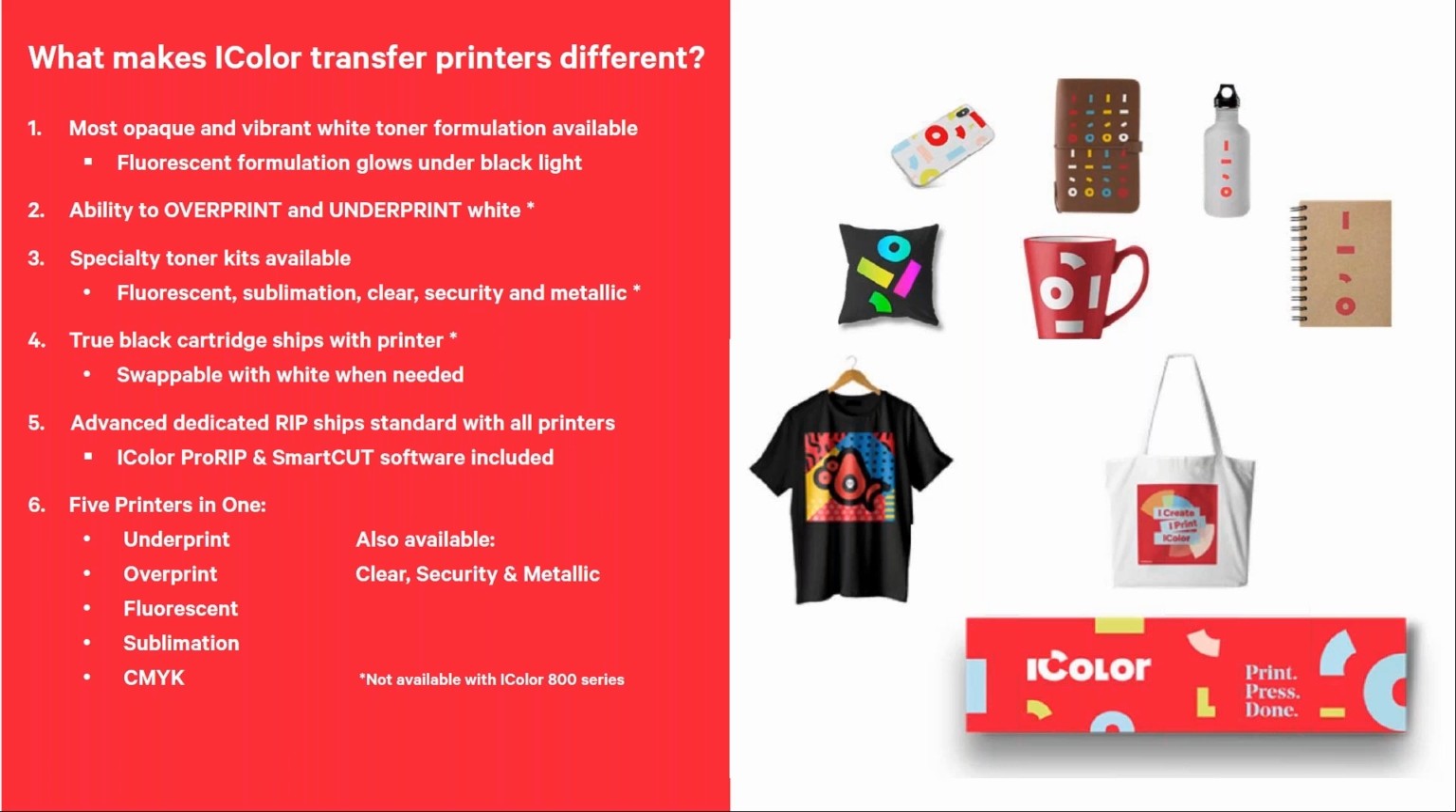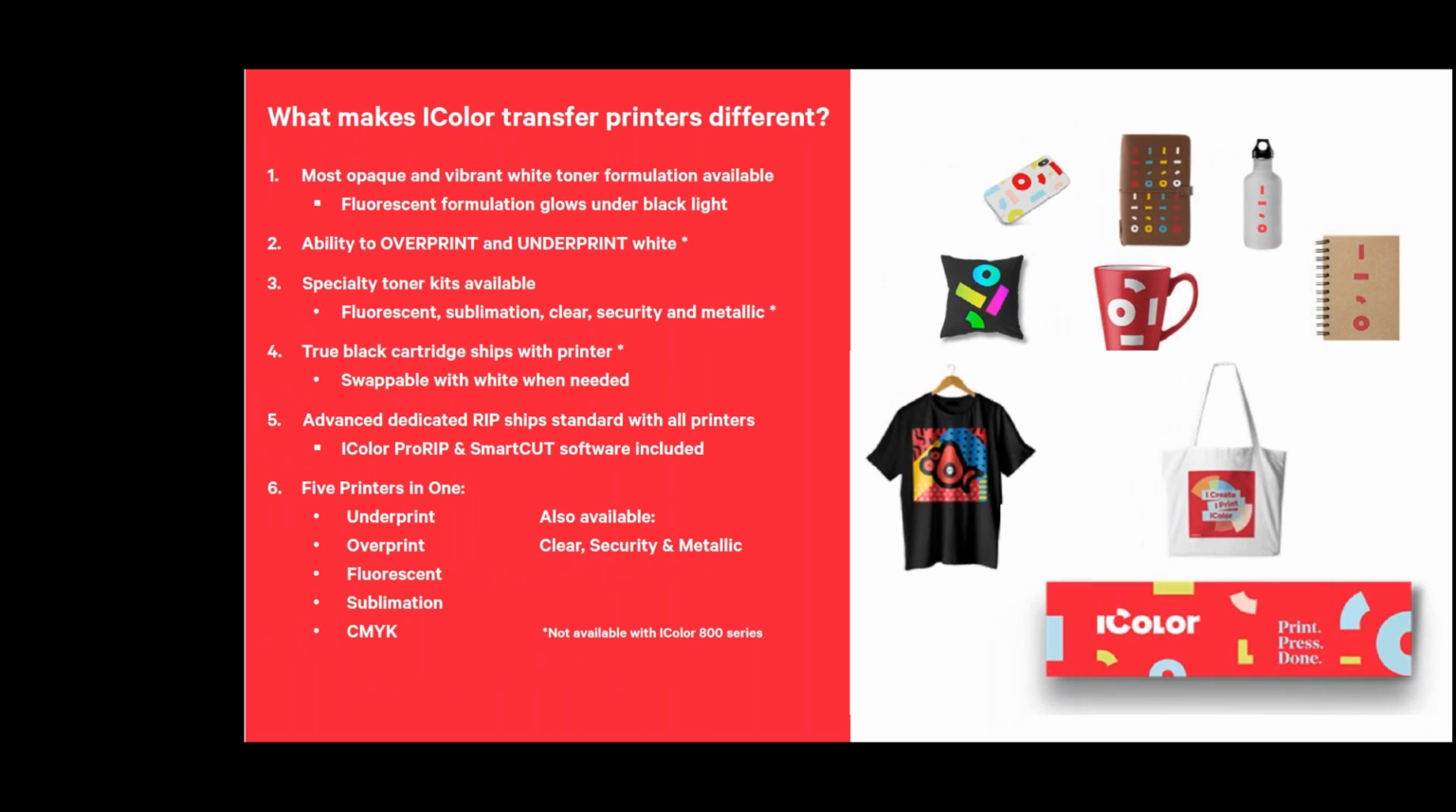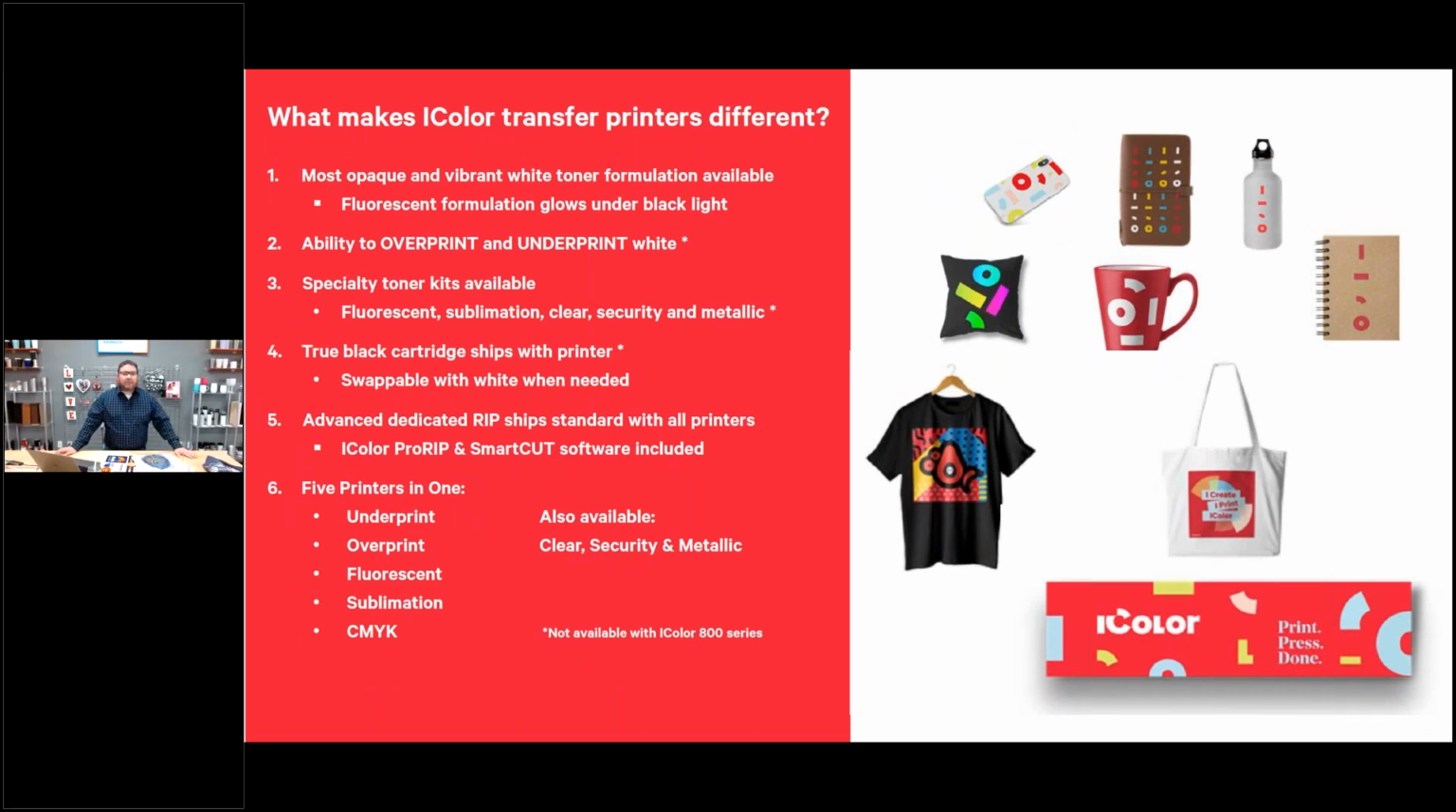Every printer ships with a RIP. It's called the iColor Pro RIP and Smart Cut. And I'll get into Smart Cut as well, but basically that allows you to split your image in half. If you have a larger image and you're printing it on a smaller printer, it allows you to print a tabloid or tabloid plus size graphic using a smaller type of printer.